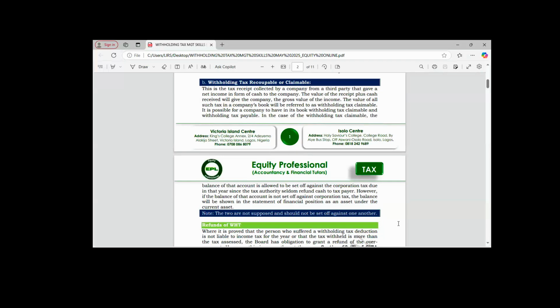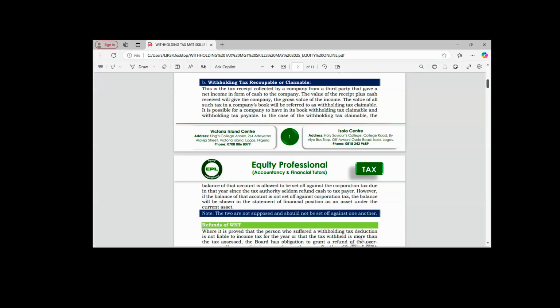He's saying that she missed out on the types of withholding tax. We have two types: withholding tax payable and claimable. Payable is any withholding tax you deduct when you are making payment as an agent, while claimable is any withholding tax you suffered from another person. So that is just the difference between withholding tax payable and claimable.